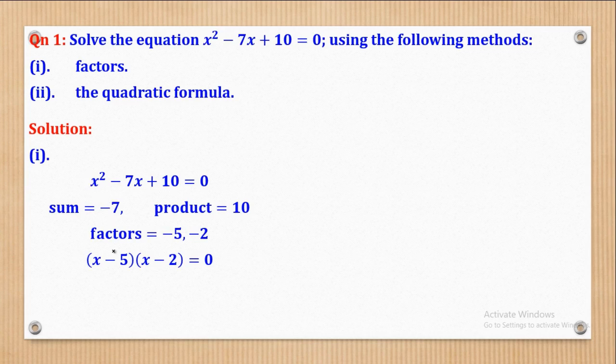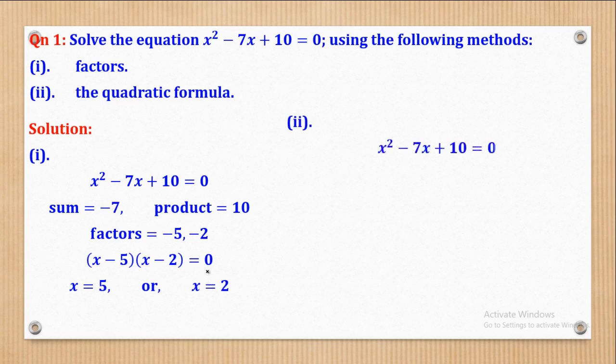Therefore, the factors will be x minus 5 and x minus 2. The reason why we're doing that is because here the coefficient of x squared is 1. Therefore, when x minus 5 is equal to 0, x will be 5, and when x minus 2 is equal to 0, x will be 2.